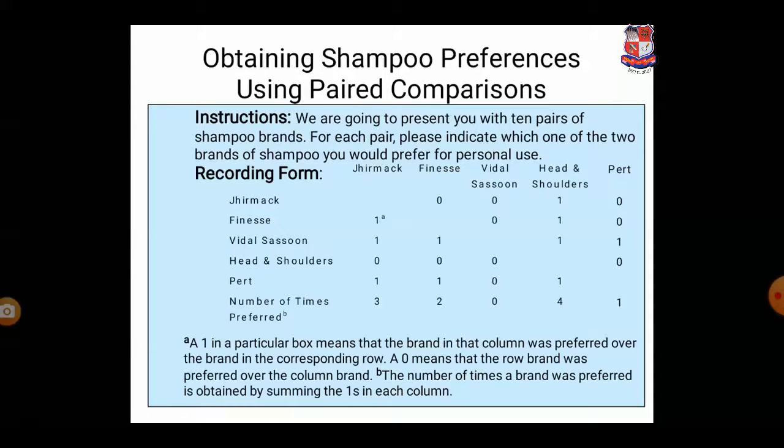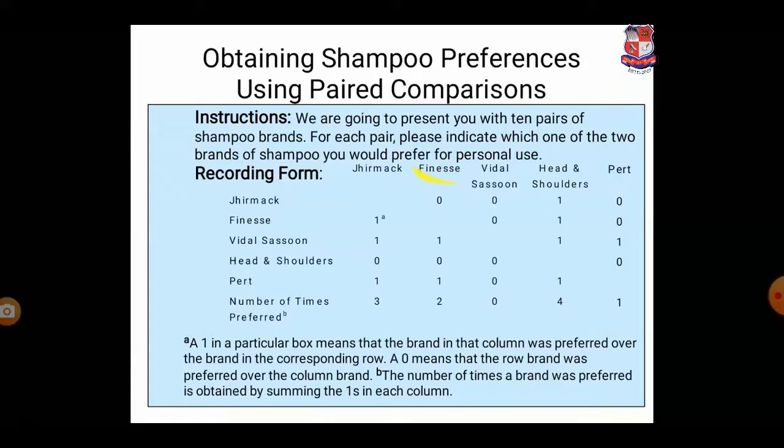So here the comparison between two paired shampoos is possible. Here, if a customer prefers Mark, where Mark is a row brand and Finish is a column brand, so if the customer prefers Mark, which is the row brand, compared to Finish, which is the column brand, then we need to put 0 here.